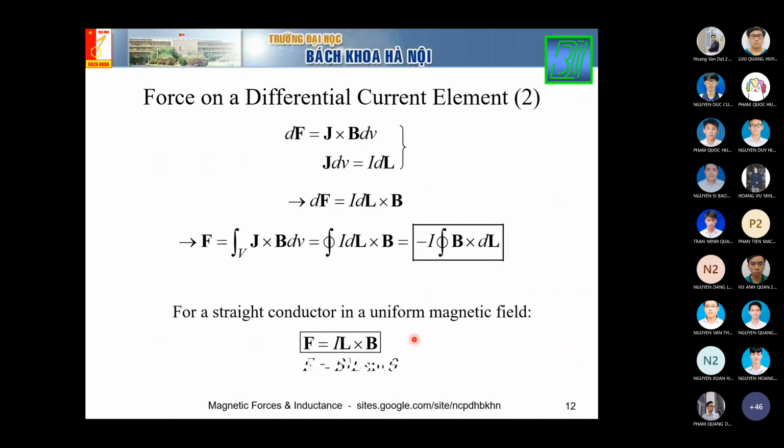And then after several manipulations, we can find the total force F. This one is the total force of a field B acting on a circuit L carrying a DC current of I, and this one is a line integral. Especially if the field is uniform, a constant field, then we can change this into a much simpler formula. I think that you knew this formula from high school.